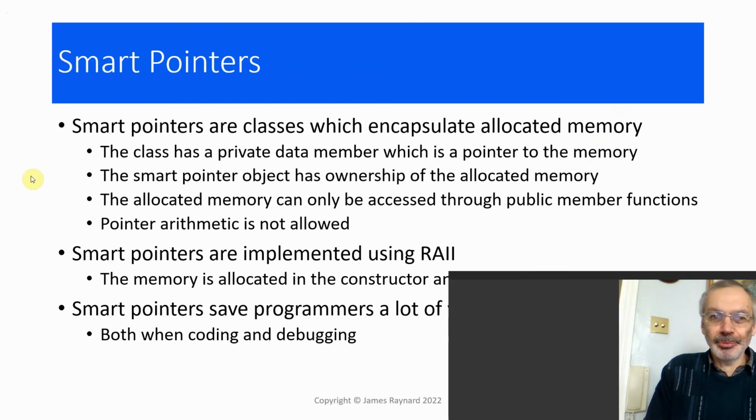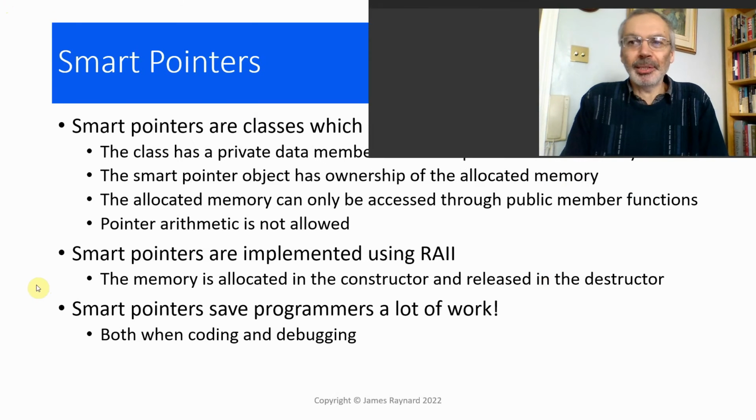So what are smart pointers? Smart pointers are classes which encapsulate allocated memory. The class has a private data member which is a pointer to this allocated memory. The smart pointer object has ownership of the pointer and the allocated memory, so nothing from outside the class can interfere with it. The only way to access this memory is through public member functions of the class, and things like pointer arithmetic are not allowed.